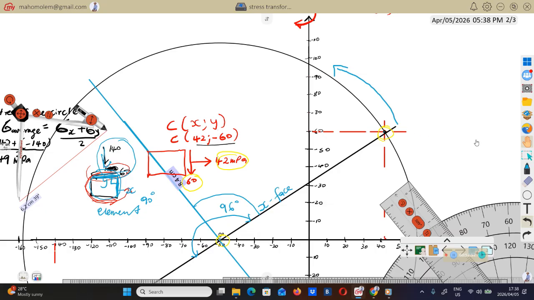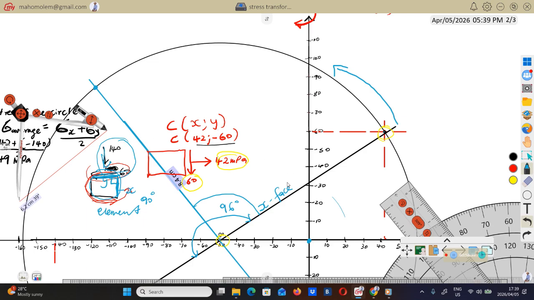To find the stresses, which are the shear stress and the normal stress, we're going to measure from the point of origin, from this 0, 0, to there, but as a horizontal distance. Remember, normal stress is represented by a horizontal measurement or distance. So you have to measure from here horizontally to there. That will be the normal stress on this plane, which is the x plane.